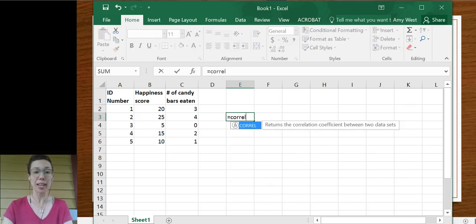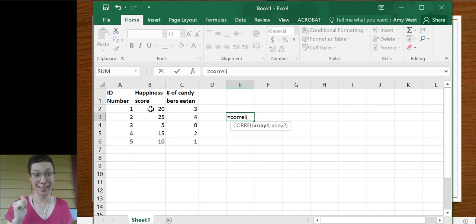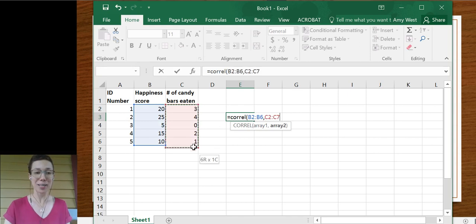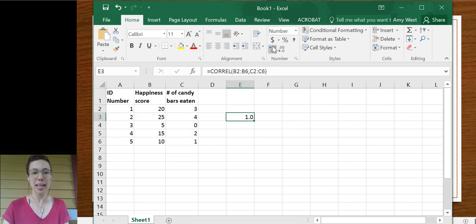So in Excel, if I type in equals CORREL, which is the way to indicate we want Excel to do this calculation for us, so we don't have to do it by hand, which is good news for us, I'm going to highlight the two rows of data that I want to include: happiness score and number of candy bars eaten. This is data I made up in case you haven't figured that out. So we have 5 people that I asked. I had them calculate some sort of happiness scale, and then I had them tell me how many candy bars they've eaten. If I calculate this out, I get a perfect positive correlation.